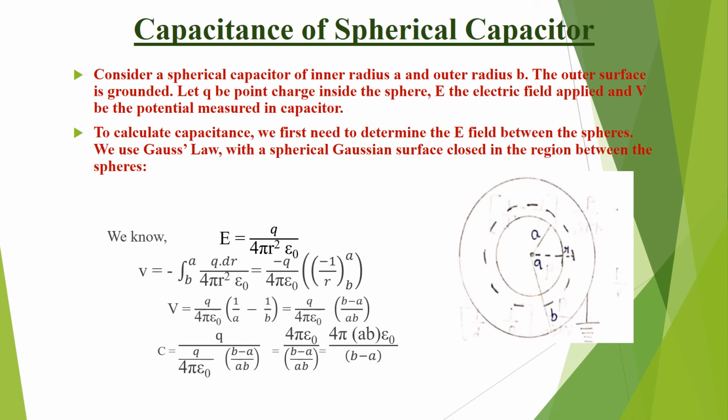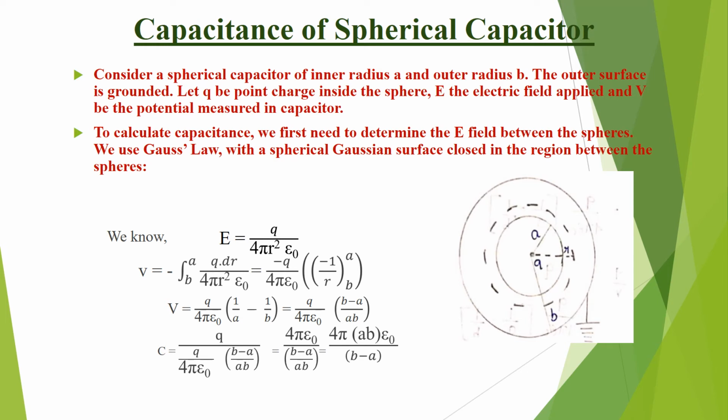The next one, capacitance of a spherical capacitor. Consider a spherical capacitor of inner radius A and outer radius B. The outer surface is grounded. Let Q be the point charge inside the sphere. The electric field is E and the potential is V.